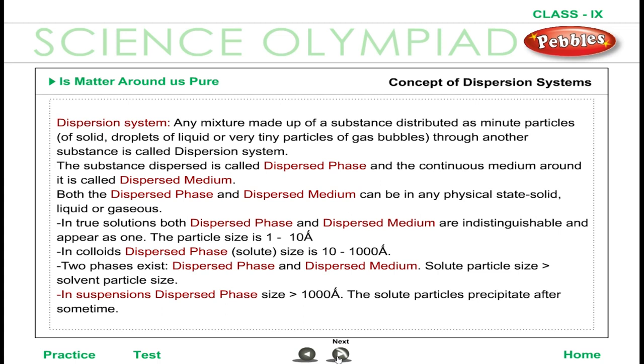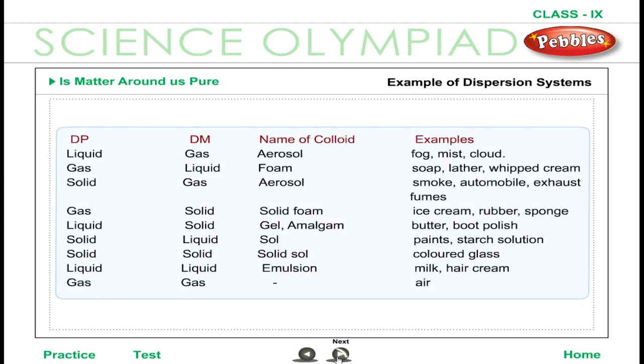In true solutions, both dispersed phase and dispersed medium are indistinguishable and appear as one. The particle size is 1 to 10 angstrom. In colloids, dispersed phase, solute size is 10 to 1000 angstrom. Two phases exist, dispersed phase and dispersed medium. Solute particle size is greater than solvent particle size. In suspensions, dispersed phase size is greater than 1000 angstrom. The solute particles precipitate after some time. Examples of dispersion systems are given below.